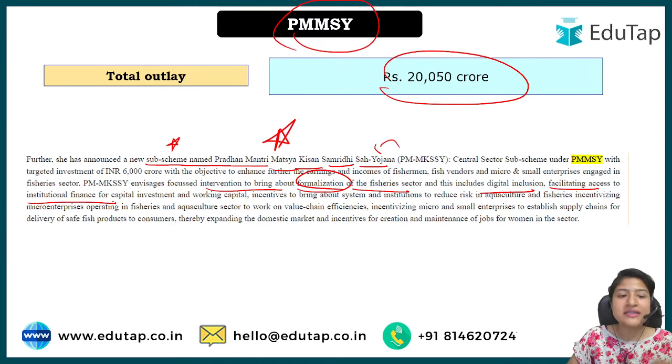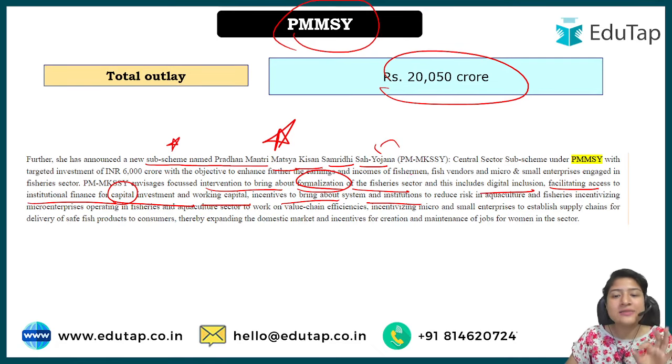ठीक है, जिससे कैपिटल इन्वेस्टमेंट हो सके, वर्किंग कैपिटल के लिए आपको अमाउंट मिल सके, इन incentives to bring about system. ठीक है, incentives आपको देना. So basically to formalize this sector, this particular new sub scheme has been added again. So some outlay will also be needed for this, right?